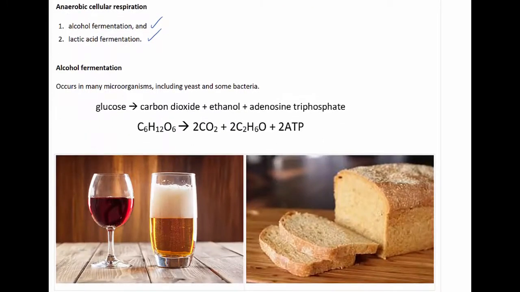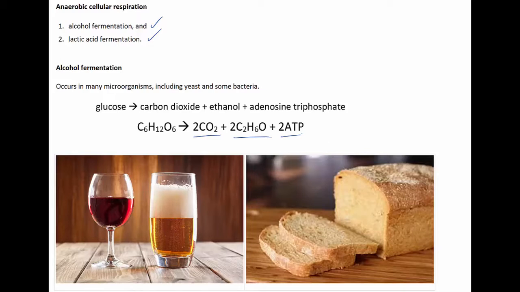Many microorganisms, including yeast and some bacteria, carry out anaerobic cellular respiration, and the products of this process are carbon dioxide, ethanol, and 2 ATP. And this is the process that is used by humans to make wine, beer, and bread. Yeast is the microorganism that is used to make these food products. When yeast undergoes anaerobic respiration, it produces ethanol, which is the alcohol in drinks, and carbon dioxide, which is the gas that makes bread rise.